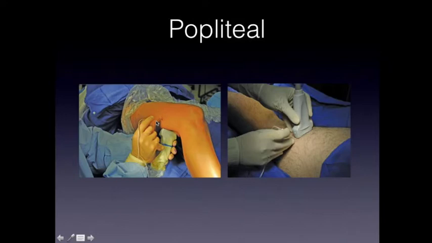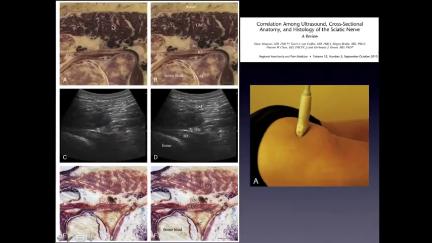This is a very interesting study that tried to establish the correspondence or correlation among ultrasound, the cross-sectional anatomy, and the histology, to try to demonstrate that the images that we see depicted here with ultrasound correspond to what we actually have in the human body. This is the gluteal image. This is a thin patient. That's why they're using this linear transducer. Here we have the cross-sectional image.